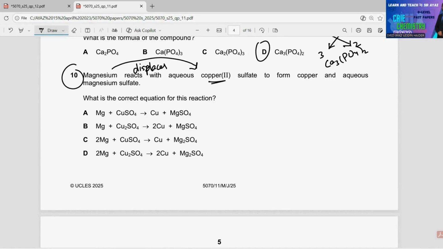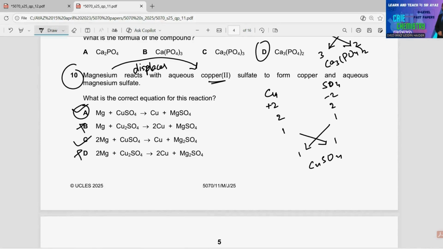Copper 2 sulfate means the formula must be Cu is carrying +2 charge here, or +2 is the oxidation number here. Sulfate also carries -2 charge, so ignore the charges. So these subscripts will be simplified, and the final formula must be CuSO4. So either A is correct or C is correct. Both B and D are incorrect. So in A, we have Mg plus CuSO4 gives Cu plus MgSO4. This looks correct to me, but for your convenience, I am checking the choice C also.